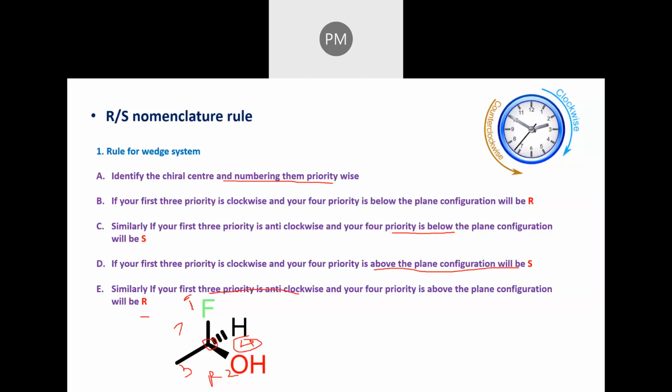The highest priority is fluorine. The second highest priority is this one, and third. Now we have to find out how this molecule rotates. Is it clockwise rotation or anti-clockwise rotation? 1, 2, 3. The rotation is like this. So this is a clockwise rotation. So what should be the name of this?